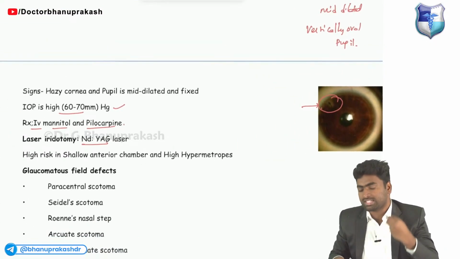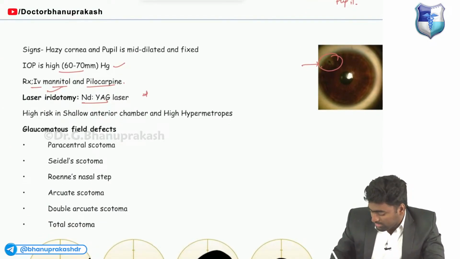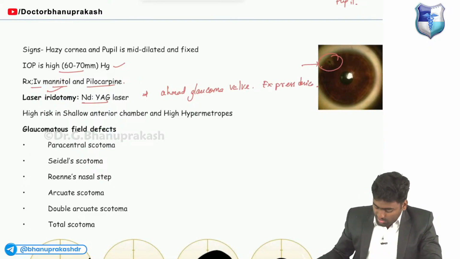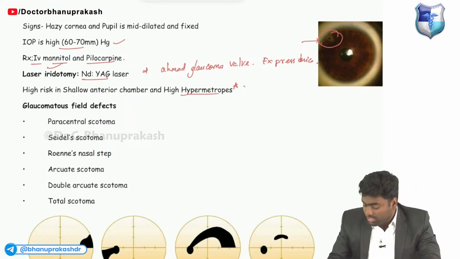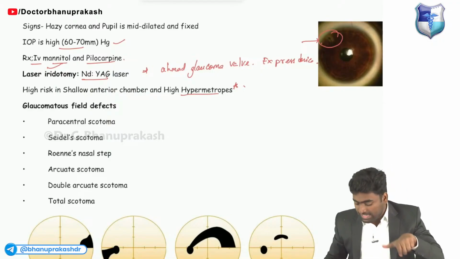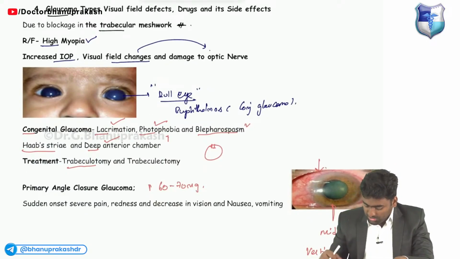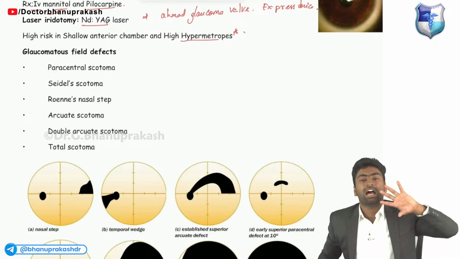So what we'll do is create a channel with laser iridotomy, or else we can put in a few valves, like the Ahmed glaucoma valve and Express device, to prevent the buildup of aqueous humor. Angle closure glaucoma is most common in hypermetropes, whereas open angle glaucoma is most commonly seen in myopes. Remember.